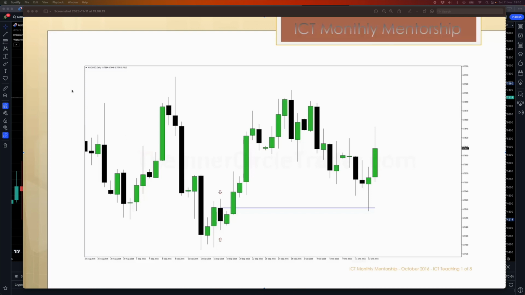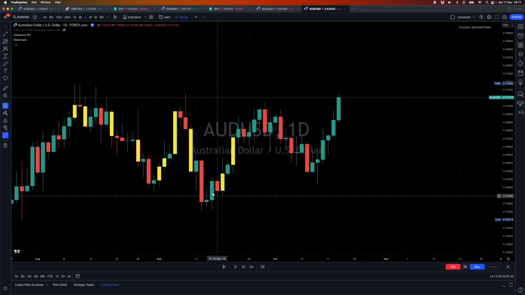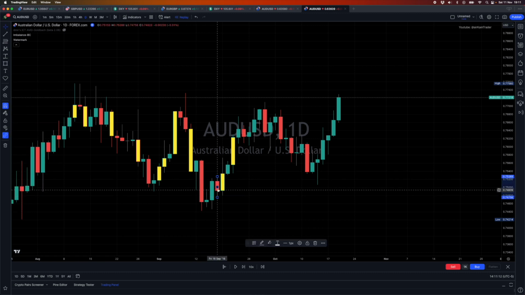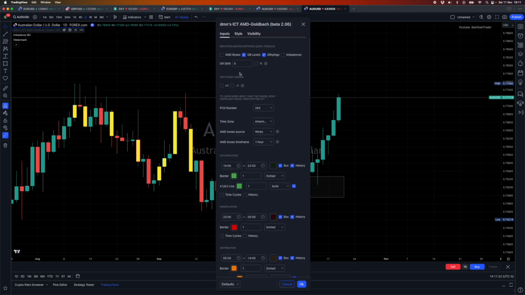So if you look at this chart, this is AUDUSD on the 13th of October 2016. Same chart, AUDUSD, 13th of October 2016. There's his order block. Let's draw it out. Now, a down closed candle in itself is not high probability. What makes it high probability is understanding Goldbach. So I've set up my Goldbach using the 243 power of 3. Tell me what you see.